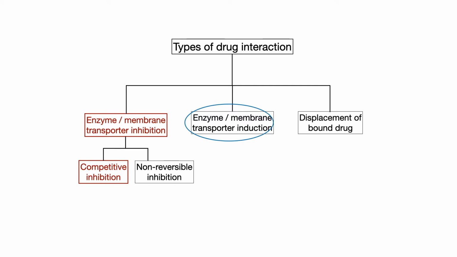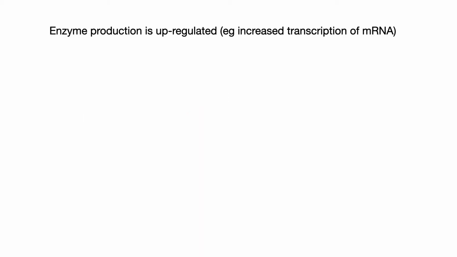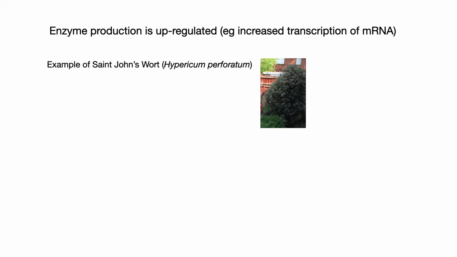Another type of drug interaction is induction, which is the sort of opposite of inhibition. Induction occurs post-DNA translation and can result from, for example, an increase in transcription of messenger RNA. An example is St. John's wort.